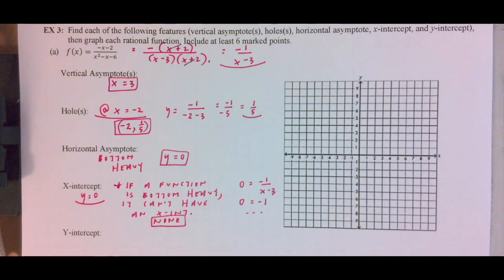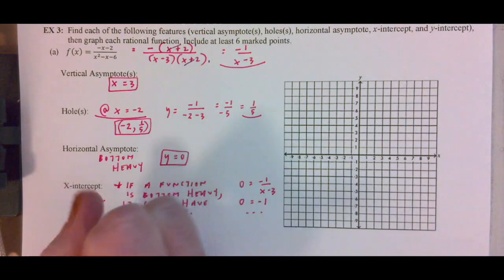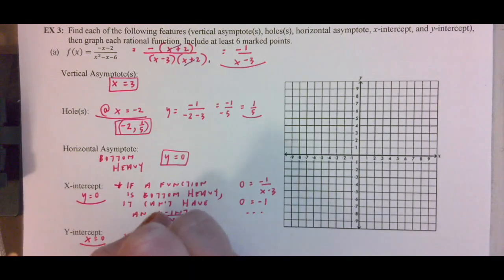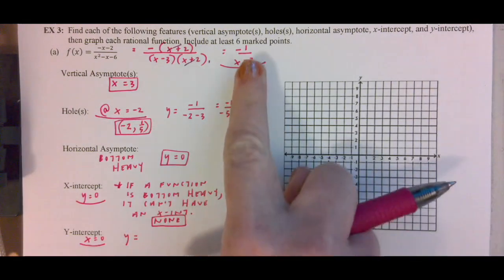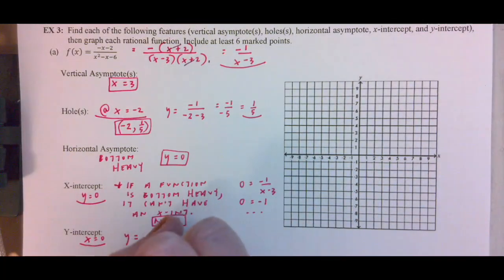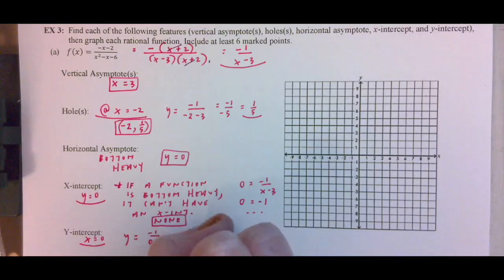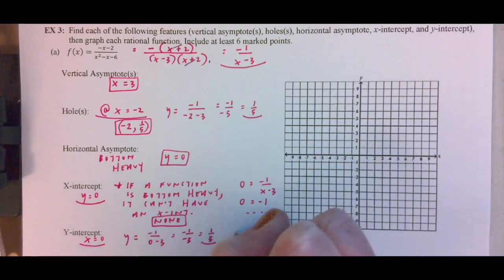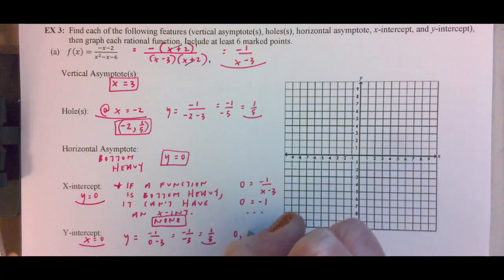Okay, my y-intercept, that is when x equals 0. So if I plug into my reduced format, y equals -1 over 0 minus 3. So -1 over -3 is 1/3. So as a point, 0, 1/3.